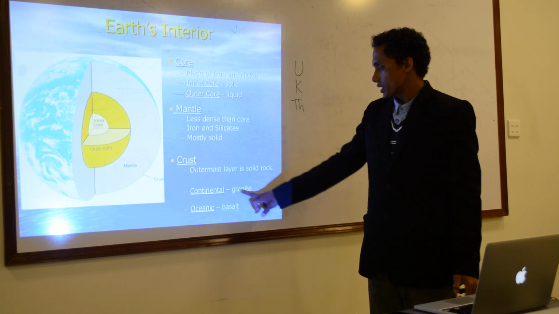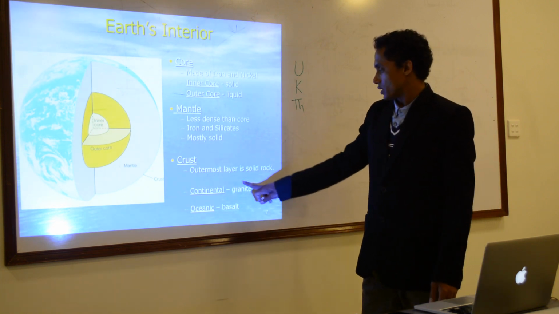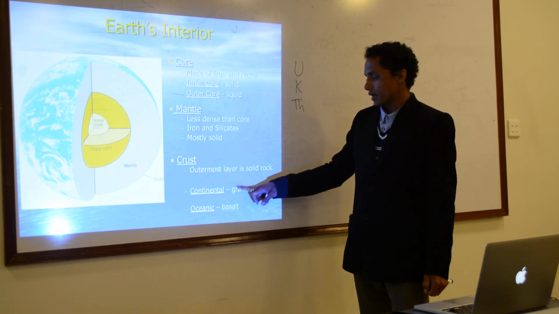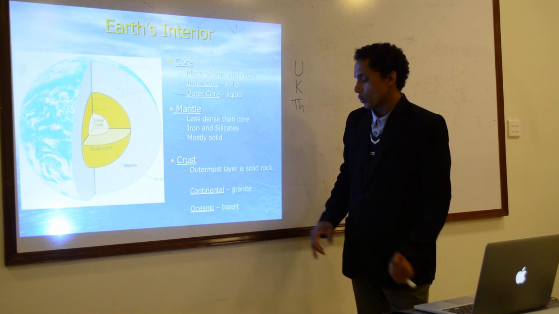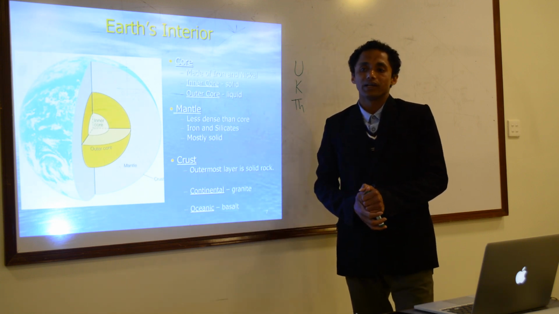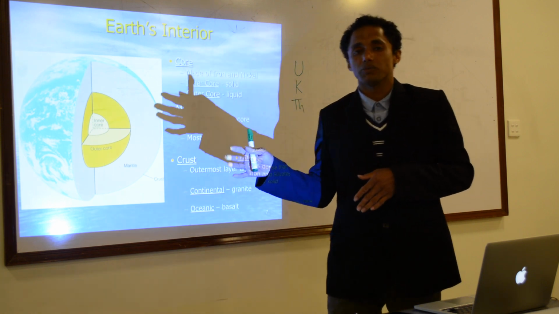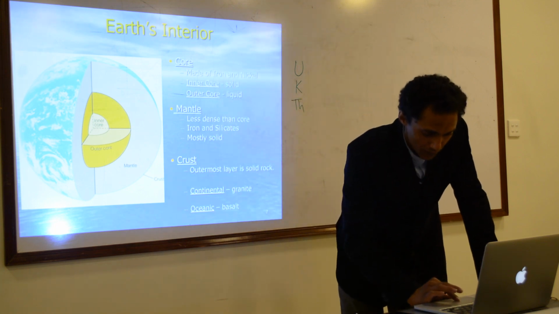The crust is the outermost layer of the Earth, and it is solid rock, right? It is continental, and it is made of granite. And lastly we have oceanic basalt. So we know that the crust is different: there is a continental crust, but besides that we also have an oceanic crust.